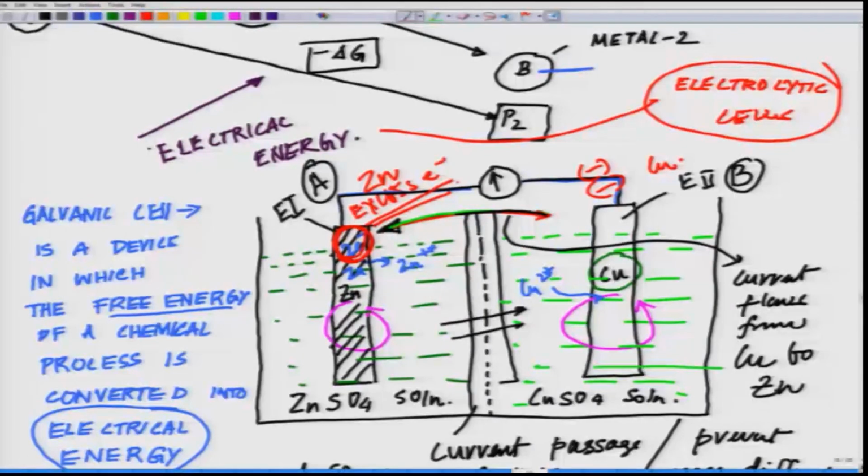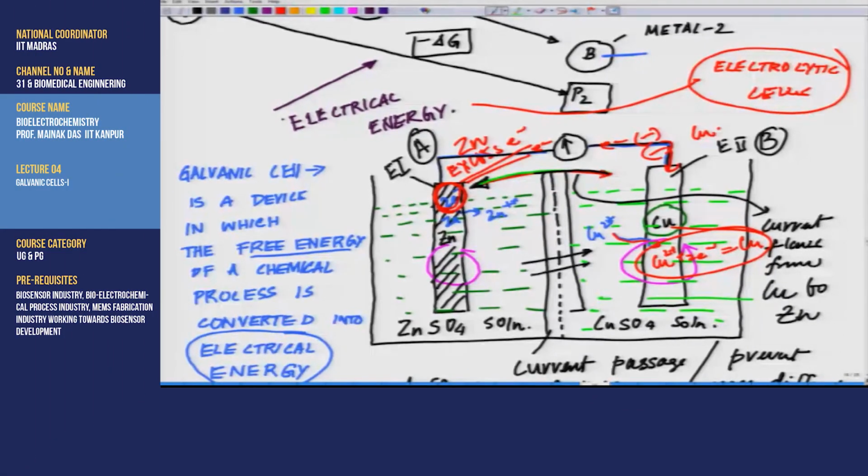So, the electrons from here are now traveling here, and those copper ions which are deposited here become Cu2+ plus 2 electrons becomes copper. So, there is a copper deposition which happens. This is how the electrical energy or current is produced, which may be used for the purpose of external work. This is fundamentally what is happening.